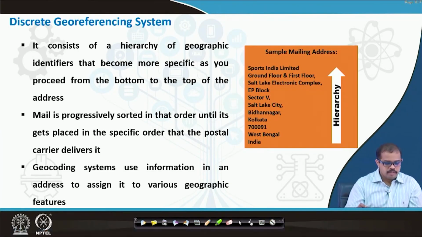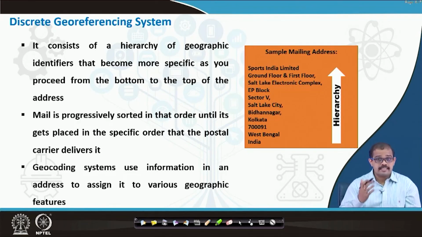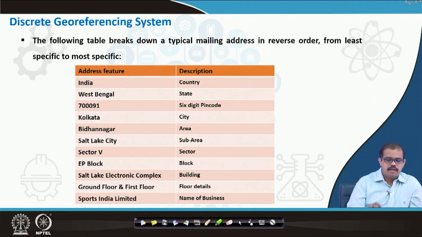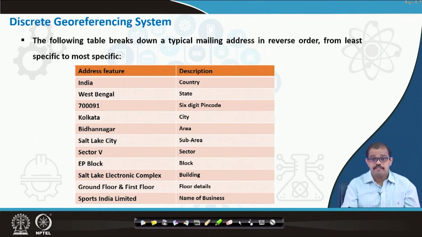So when we look at geocoding systems, they use information in an address to assign it to various geographic features. Please be careful, we are assigning it to various geographic features. That's how a mailing address becomes a geographic address. When we look at one example here, we have a typical mailing address in reverse order, from the least specific to the most specific. That gives you the hierarchy of how it actually follows.